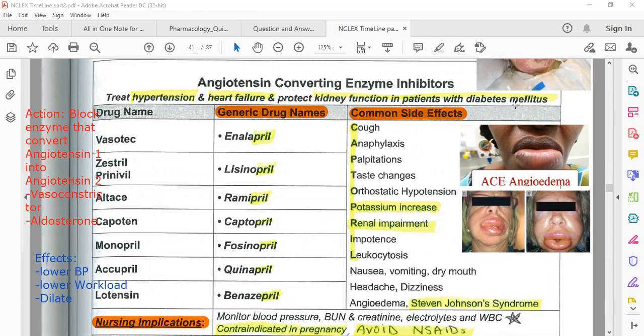The NCLEX board asks a question: if a patient is diabetic, which is the best antihypertensive medication? It is angiotensin converting enzyme inhibitors. Why? Because ACE inhibitors protect the kidney function.